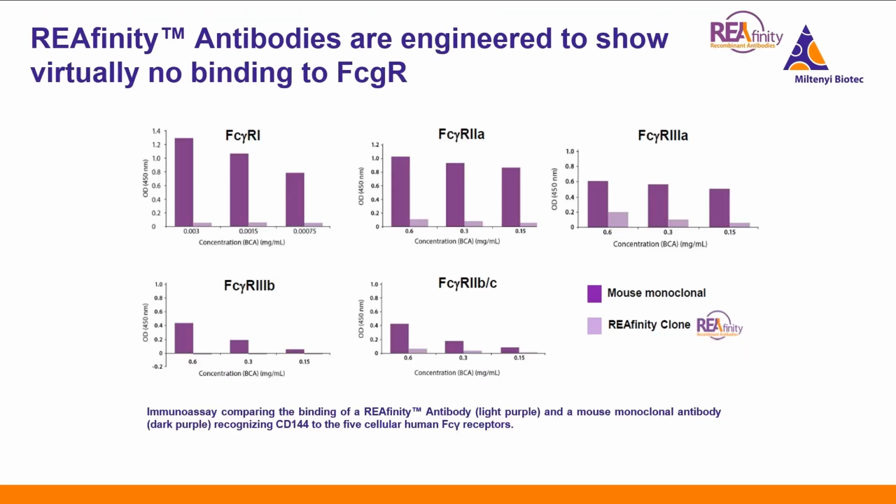Let's take a moment to compare side by side the performance of hybridoma and recombinant antibodies. As you can observe, the mouse monoclonal antibody derived from hybridoma technology exhibits binding and reactivity with various Fc receptors. In contrast, the recombinant REAfinity antibody shows no such interactions with Fc receptors. The stark difference highlights the superiority of recombinant antibodies in minimizing background signal and ensuring specificity in experimental results.